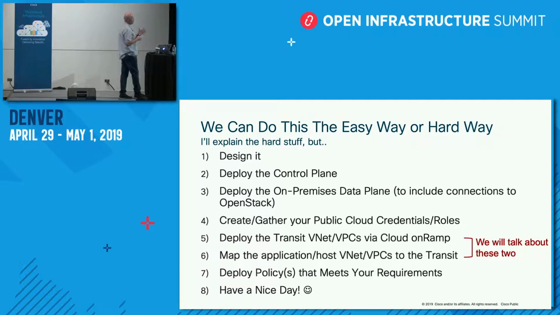And then the bulk of our talk is going to be focused around item 5 and item 6, and that is where you're going to go and use the automation that we have inside of the SD-WAN portfolio to build 2 sides of this conversation. The first one is the transit VNets or VPCs themselves, and then we're going to map the VNets or VPCs on our public cloud to that transit. And this is 100% automated.